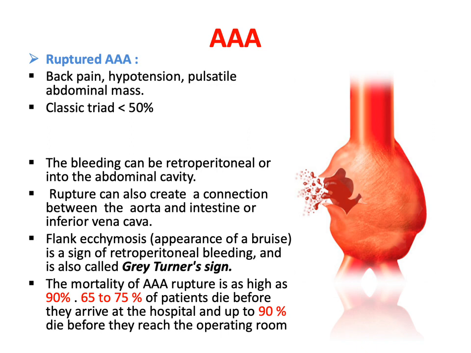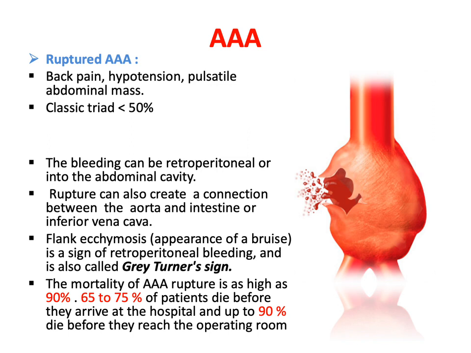The patient with ruptured AAA may present with back pain, hypotension, and pulsatile abdominal mass. This classical triad is found in less than 50% of the cases. Ruptured AAA means bleeding. The bleeding can be retroperitoneal or into the abdominal cavity. Rupture can also create a connection between the aorta and intestine or inferior vena cava. Also, you can find flank ecchymosis, appearance of bruise in the flank. It is a sign of retroperitoneal bleeding, and it's also called Grey Turner's sign.